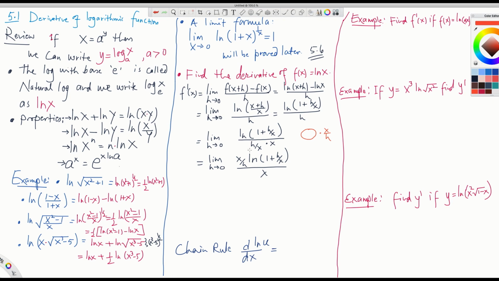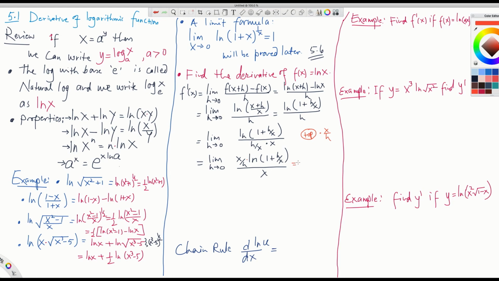So if the denominator has a fraction, right? If you want to write that in product form, you can write the top fraction times the reciprocal of the bottom. So the top times the reciprocal of the bottom is x over h. That's the x over h I wrote in the front. Okay, and the over x is as it is there.